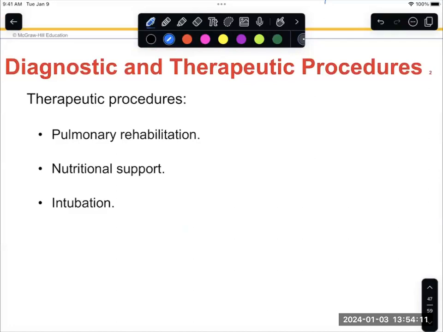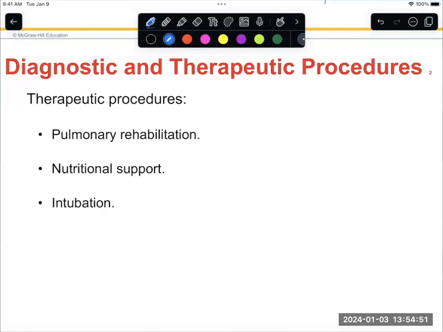Different rehabilitative or therapeutic procedures now. Now we're looking at ways we can treat things. Pulmonary rehabilitation includes education, breathing exercises, and psychosocial support for patients with respiratory disorders. Because sometimes treating that mental side of everything can help heal things faster. Nutritional support. We need to make sure patients are, number one, getting the right nutrition, but losing weight can actually help people breathe better.